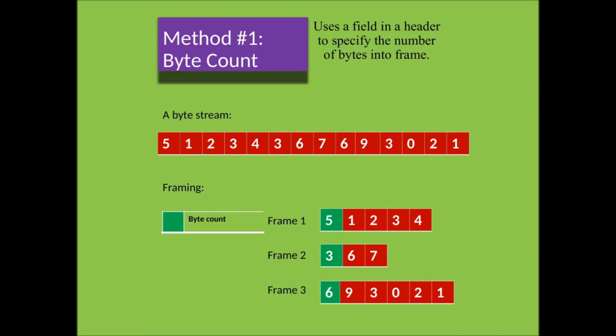If we create frames of variable size, you can see frame number 1, frame number 2, and frame number 3. In frame number 1 there are 5 bytes. In frame number 2 there are 3 bytes, and in frame number 3 there are 6 bytes. These bytes are counted and the number is shown in the header. So this is the method of byte count.